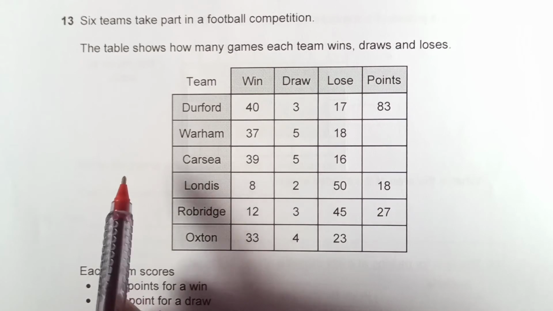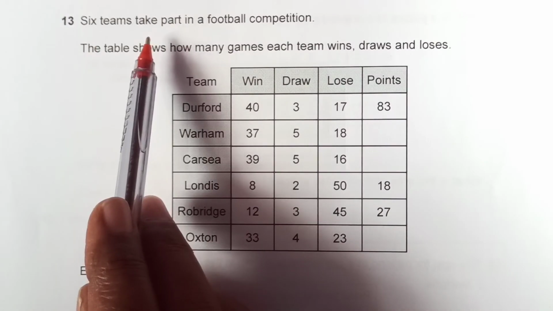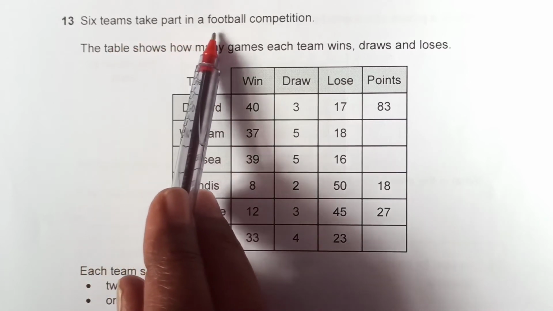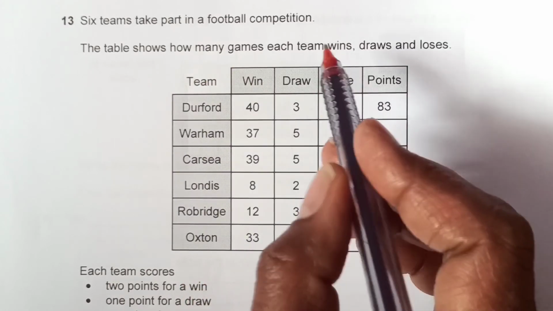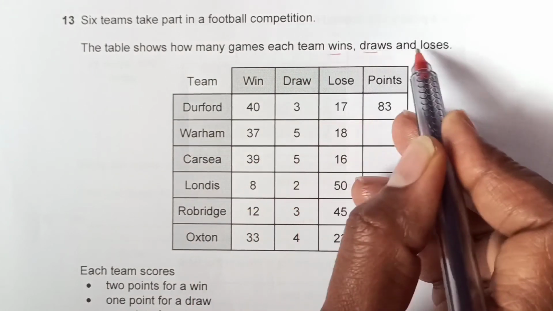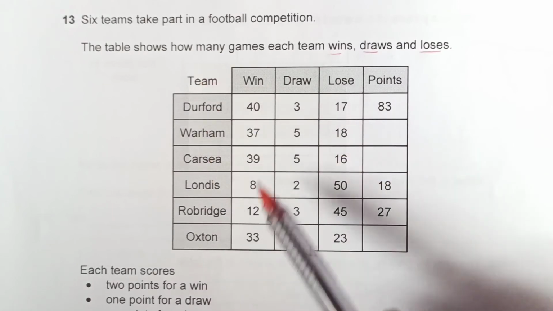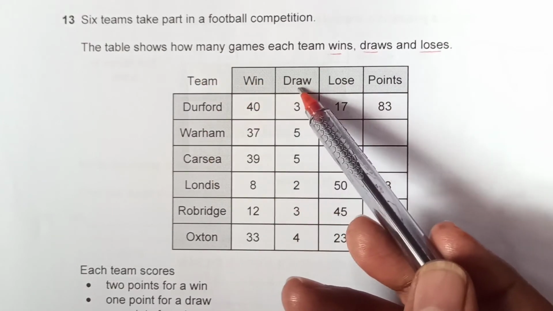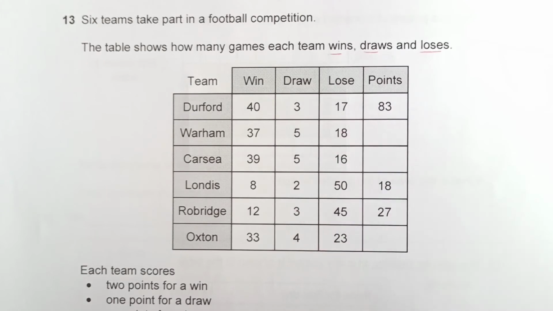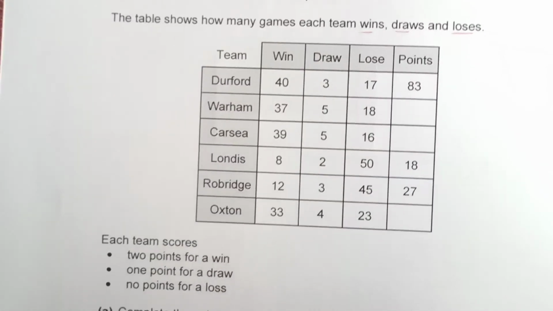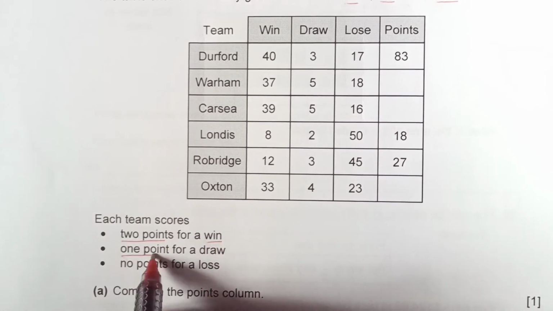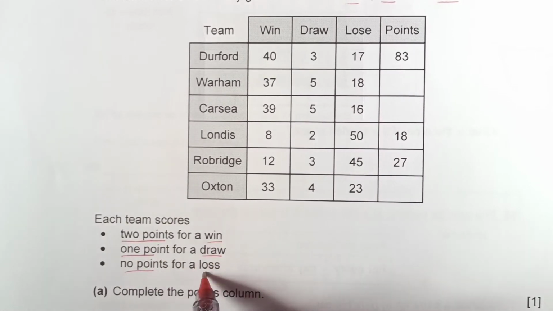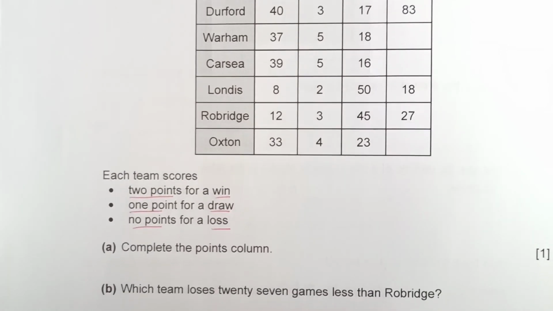Okay, so number 13. 6 teams take part in a football competition. The table shows how many games each team wins, draws and loses. So we have the teams here, the win, draw, lose, then the total points here. The instructions say each team scores 2 points for a win, 1 point for a draw, no points for a loss. So complete the points column.